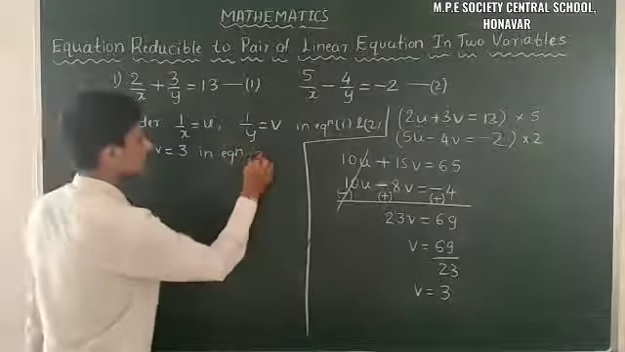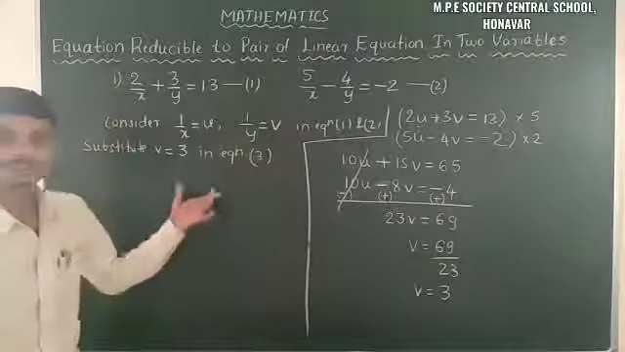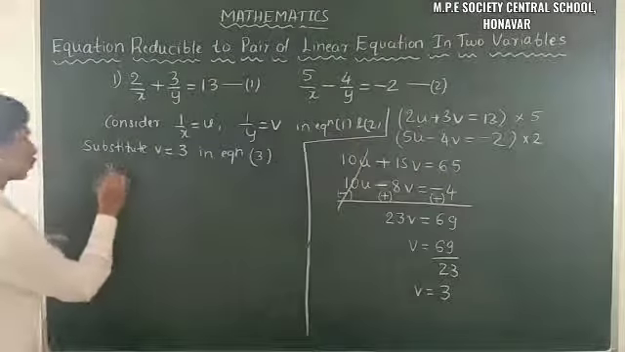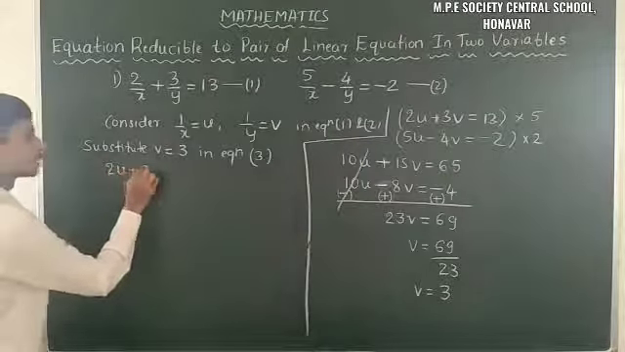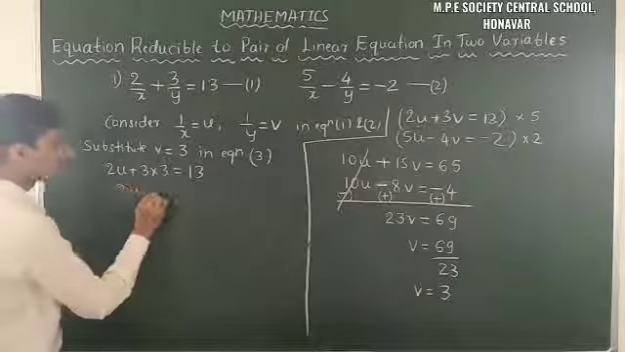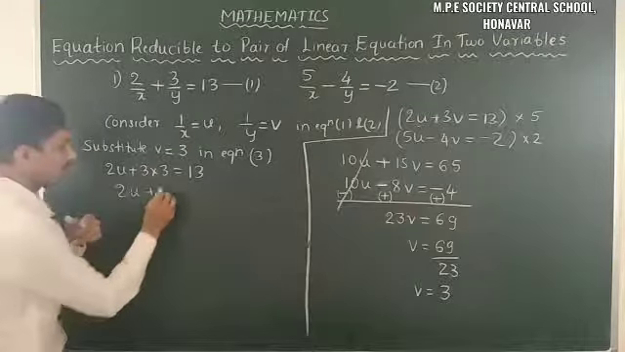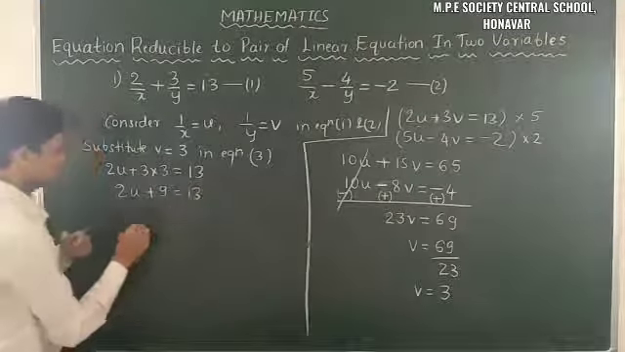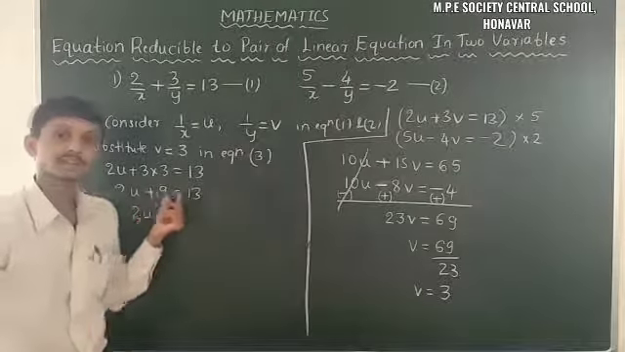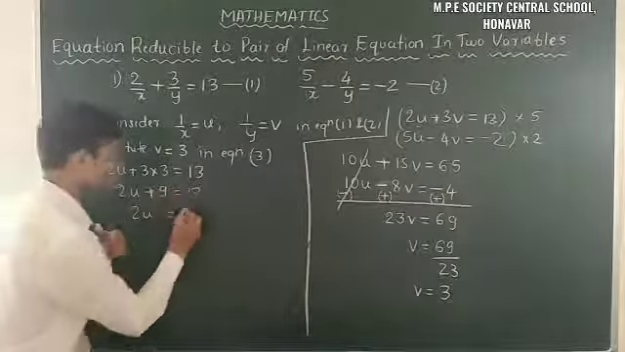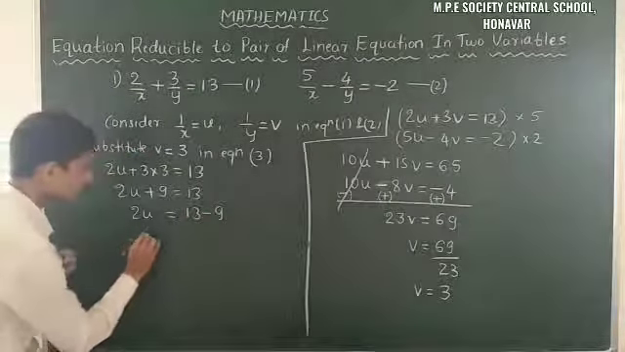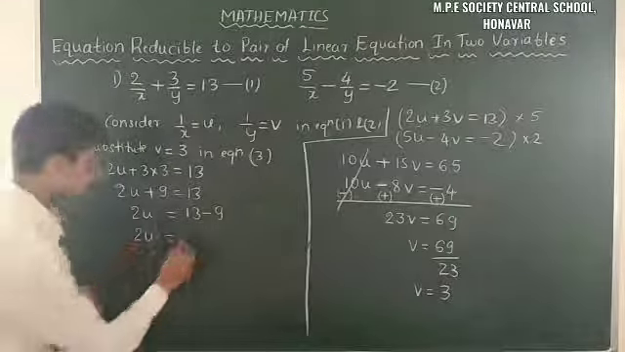I will take equation 3. Equation 3 is 2u plus 3v is equal to 13. Substituting v is equal to 3, 2u plus 3 into 3 is equal to 13. That means 2u plus 9 is equal to 13. Then 2u is equal to 13 minus 9. I will transpose this plus 9 to the RHS side, so it becomes minus. So 2u is equal to 13 minus 9, which is 4.